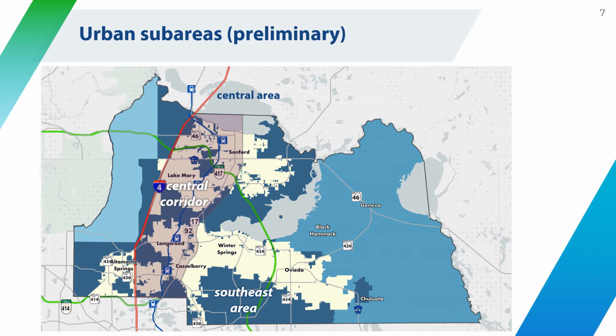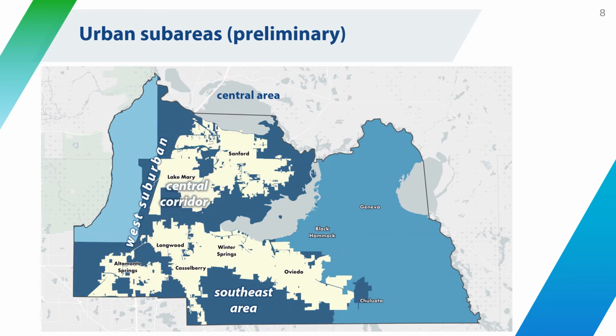Next, we identify the west suburban area, which is areas west of Interstate 4 but outside the Wekiva River Protection Area. This area has a generally suburban character and includes communities such as Heathrow and Forest City. Finally, the last area we identify is the northeast area. This is generally the area south and east of the city of Sanford.